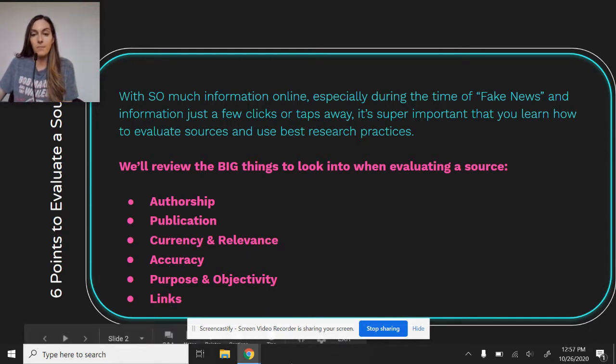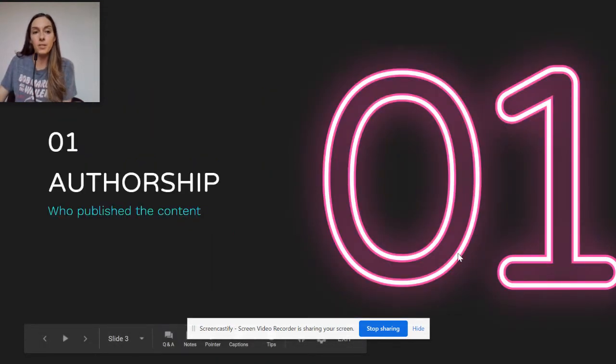So, when we're looking at evaluating a source, we look at authorship, publication, currency, and relevance, accuracy, purpose, and objectivity. And links. Links are for online sources, and for print sources, we're going to be looking more at reference pages. So let's look at the first thing, which is authorship.